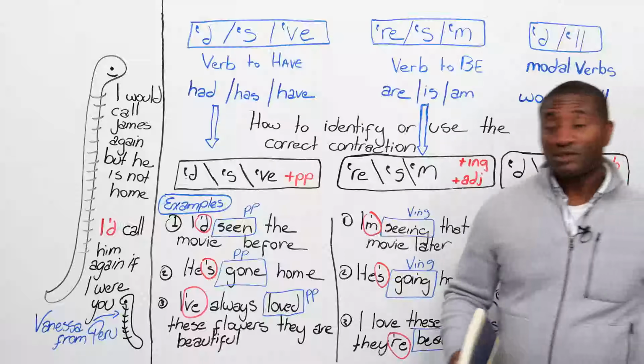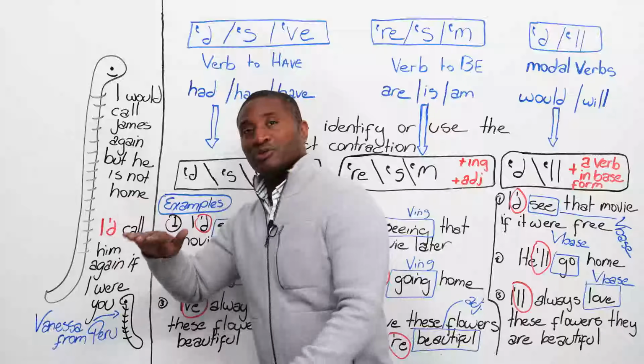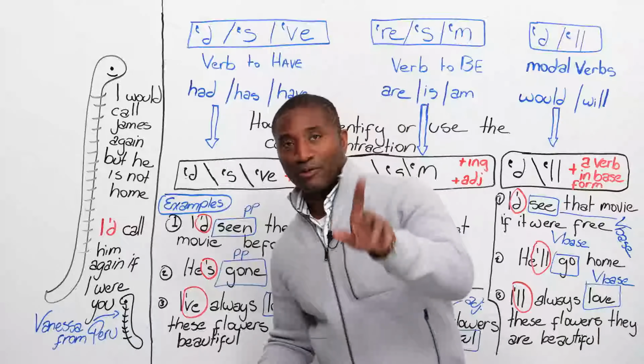Now, this video is brought to you, this is for Vanessa from Peru. She's mini E because she's short. She's short. It's kind of, don't get angry, Vanessa.